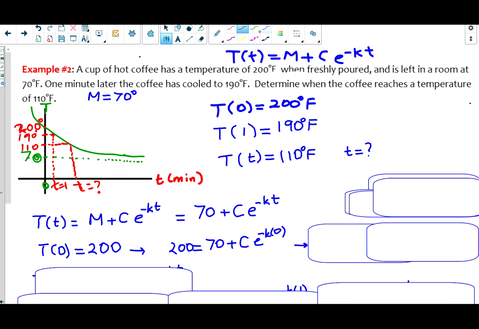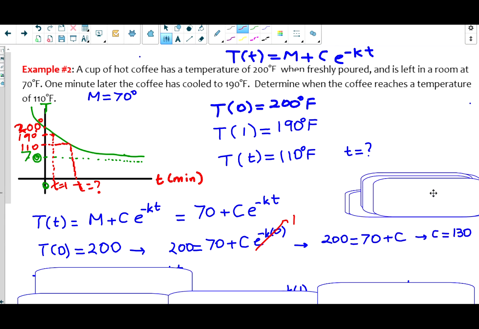So we know that this part is going to be equal to 1: e to the 0, or k times 0 is still 0, is 1. So c times 1 is c, right? So to solve for c, simply subtract 70 from both sides. So c turns out to be 200 minus 70, or 130. Okay, so now that we know c, let's go ahead and plug that in this equation.